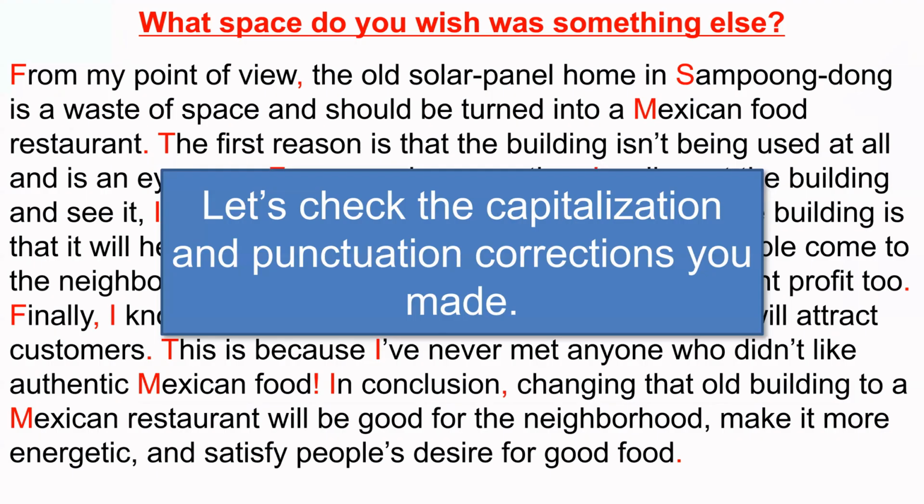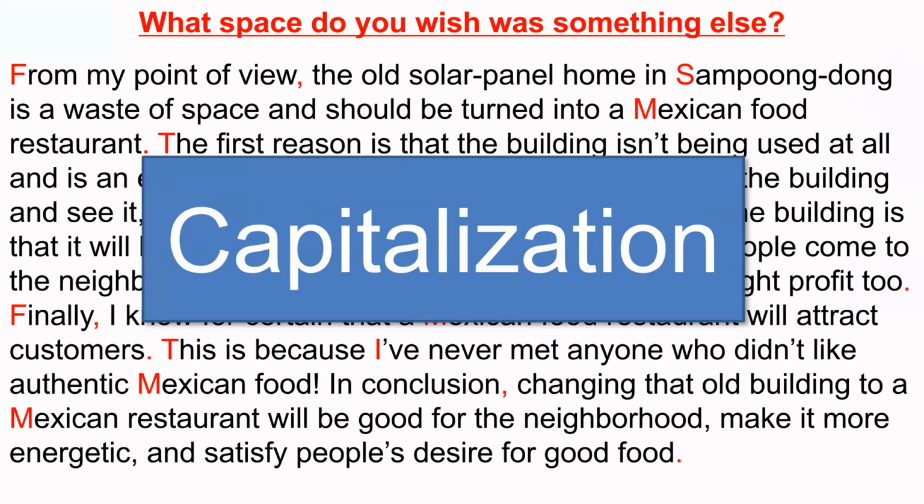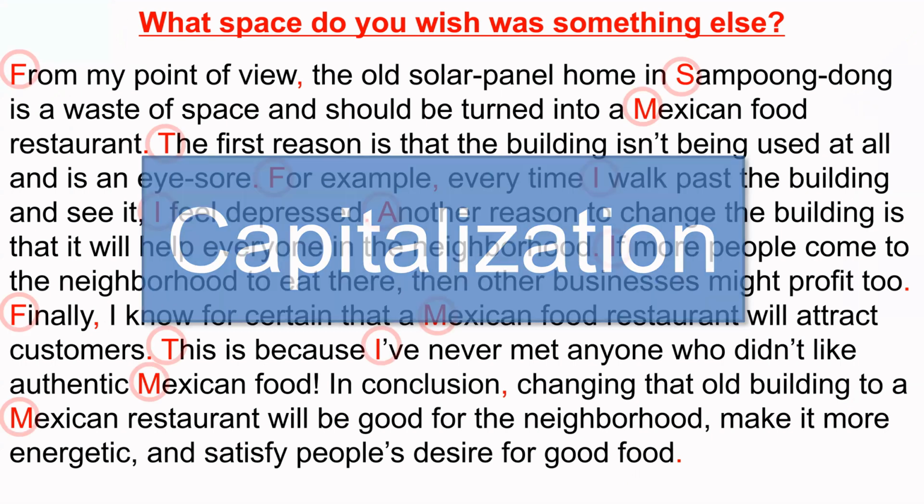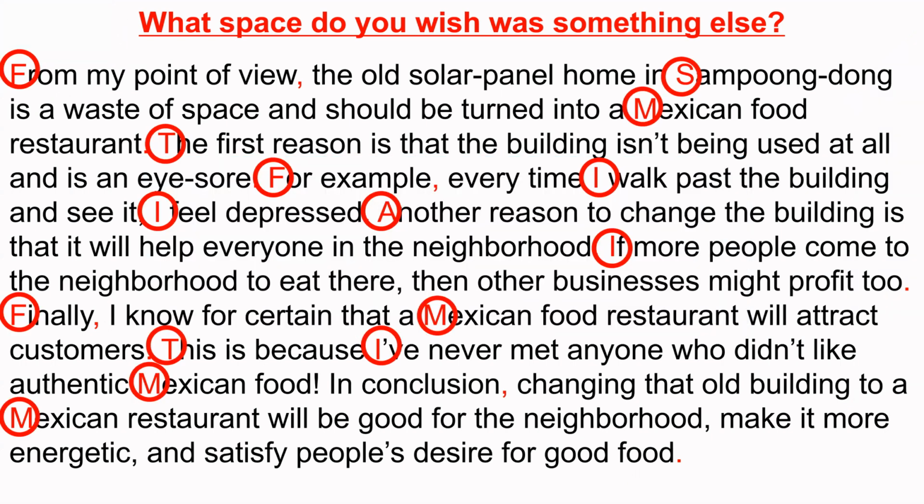Now, earlier I had you pause the video and make notes on what capitalization and punctuation errors you saw. Let's check. Here are the capitalizations for the paragraph. Right, the first word of a new sentence and proper nouns. Sampundong, Mexican, and of course the pronoun I.